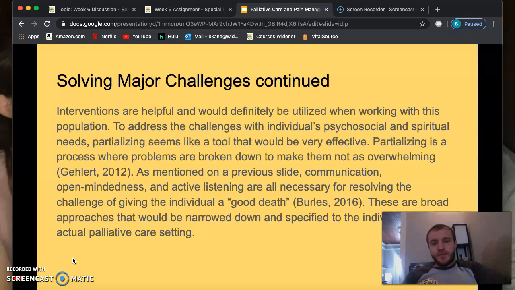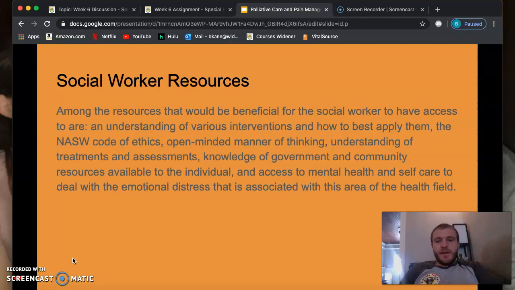As mentioned above, communication, open-mindedness, and active listening are all going to be necessary for resolving the challenge of giving the individual a good death. It also would be helpful in managing their mental health as well. These are broad approaches, again, that should be narrowed down and specified to the individual in an actual palliative care setting. This is more just theory.